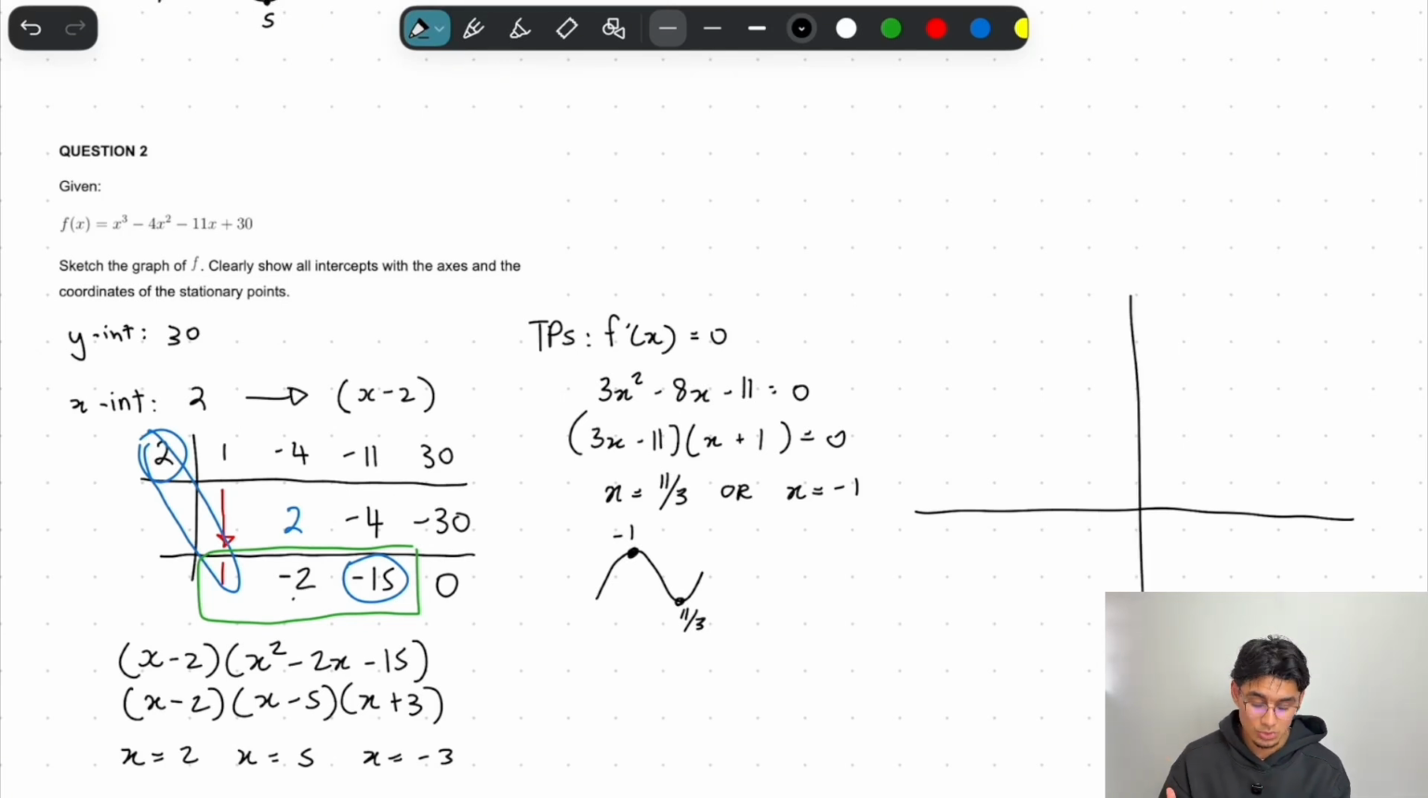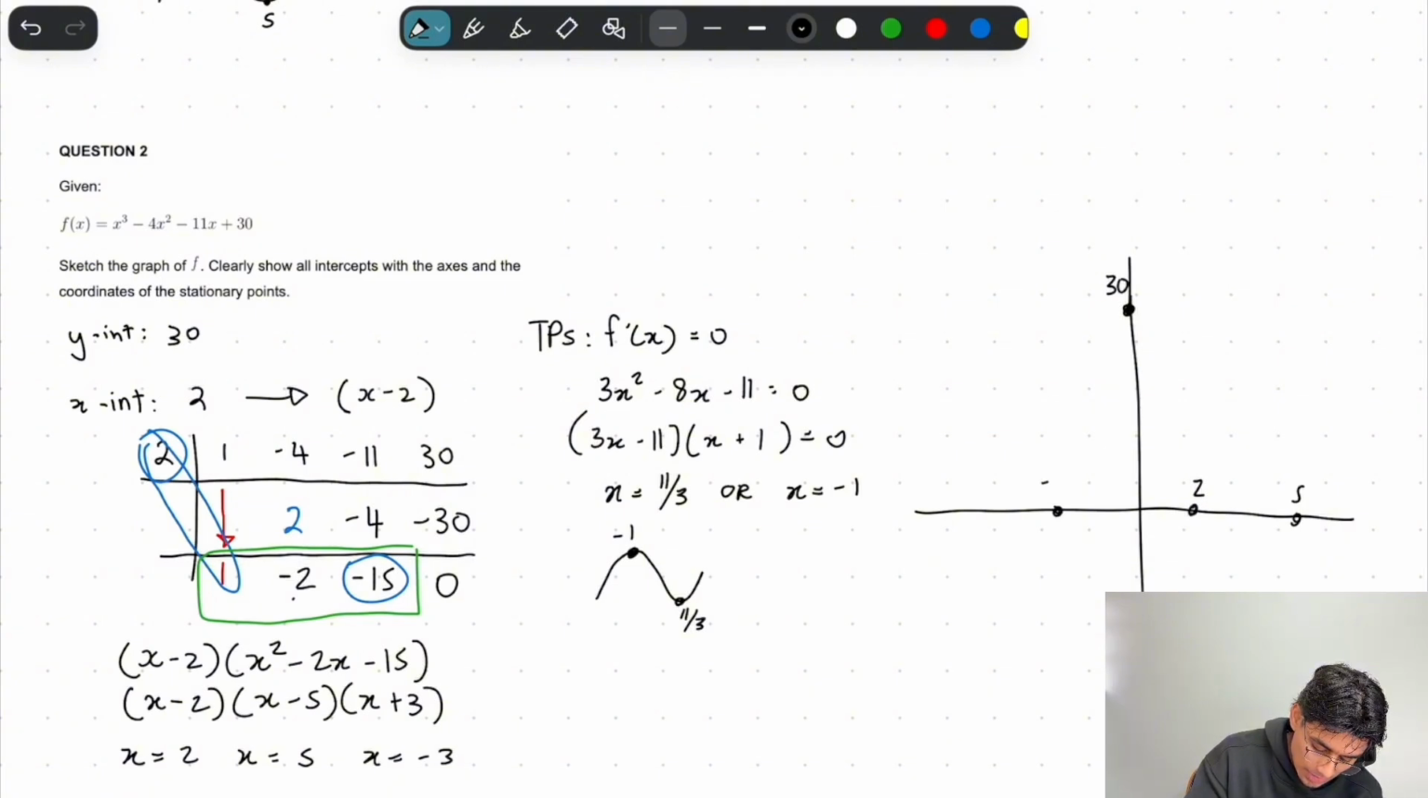So now what we're going to do is draw it. The y-intercept is 30, so I guess we can write it all the way up here. Then our x-intercepts are going to be 2, 5, and -3. Okay, next up are the turning points. The turning points are -1, which you can put somewhere over there. The next one is 11 over 3, which is about 3 point something, so I guess it can go somewhere over here.